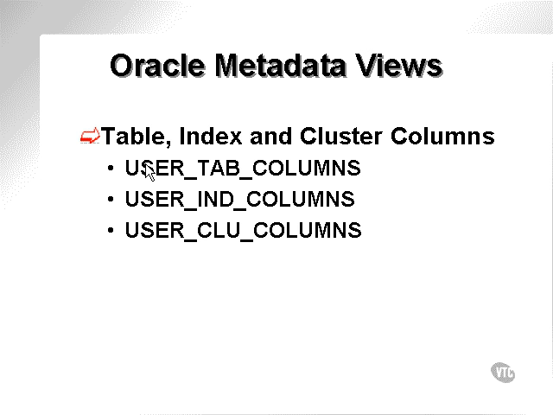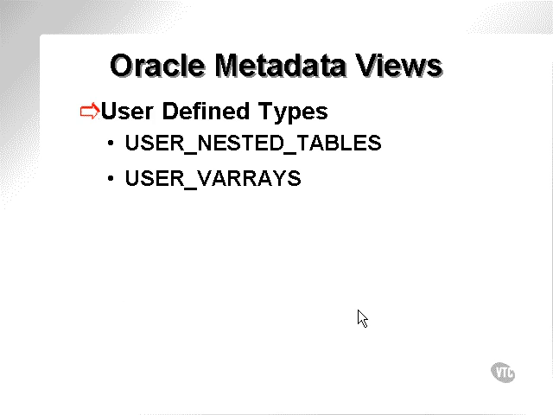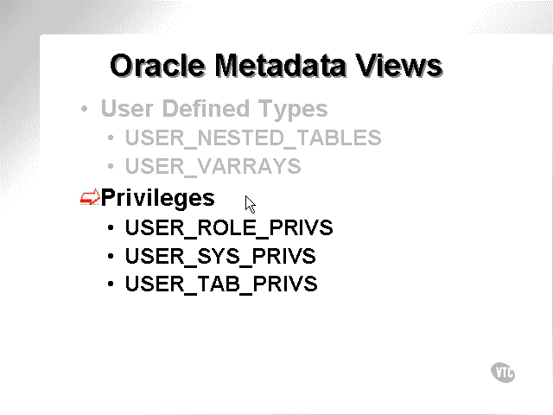These 3 views allow us to look at the columns in tables, indexes, and clusters. These 2 views allow us to look at constraints and constraint columns. These 2 views allow us to look at user-defined types such as nested tables and VARRAYs. These 3 views allow access to privileges, namely role privileges, system privileges, and table privileges. We will look into privileges at a later stage.